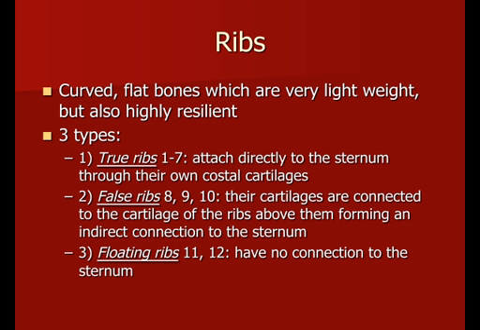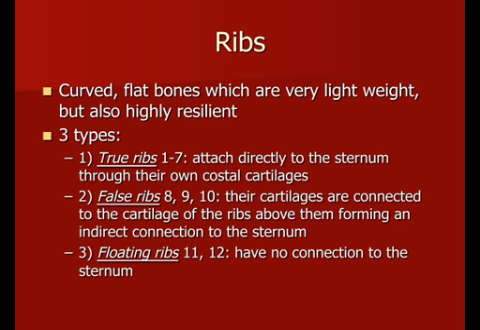Okay, so let's talk about the ribs a bit because they're a big part of the thoracic cavity. They're curved, flat bones, which are very lightweight, but also highly resilient. So they're very light and thin, but quite tough. The main purpose of the thoracic cage is pretty much to protect the structures that are inside, right? They also play a very large role in respiration and breathing because it is a pressure gradient thing, and it also serves to provide attachment for muscles of the upper extremity. So that's the purpose of the whole thoracic cage, not the ribs themselves.